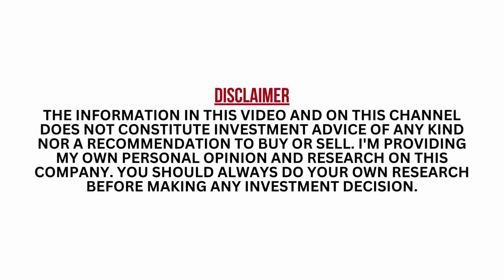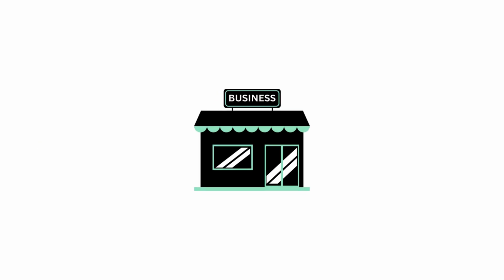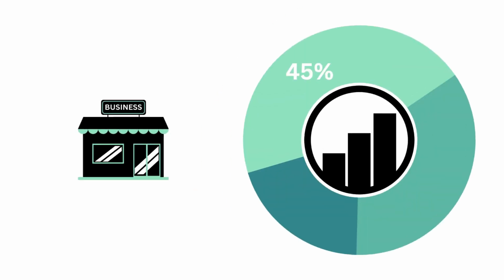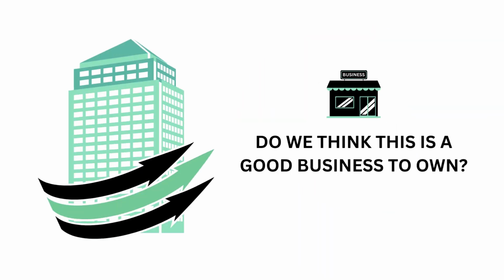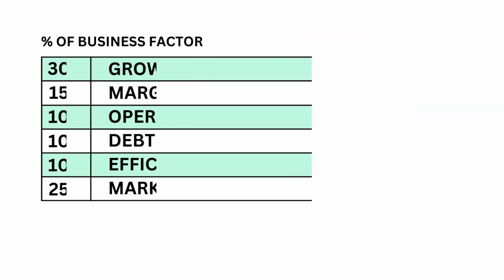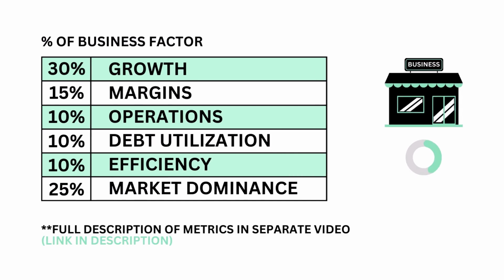I encourage you to pause this video anytime so you can better understand the numbers. First, let's look at the business. The business factor accounts for 45% of the analysis. The business asks the question, is the company a good business to own? There are 6 metrics that make up the business factor, from growth and efficiency to market dominance. Each are weighted based on importance to the business.